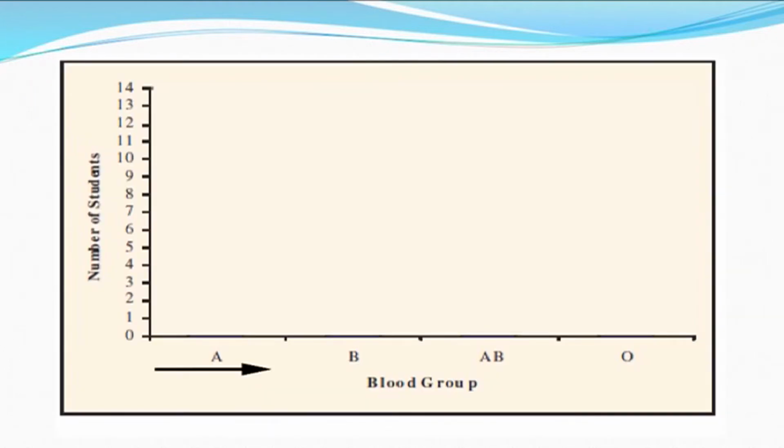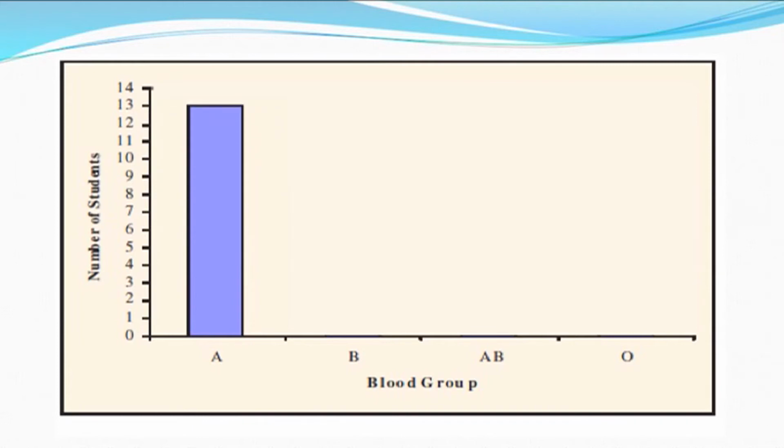On the x-axis we have different blood groups A, B, AB and O. On the vertical axis, say y-axis, we have the number of students. In case of blood group A, we had in the table that there were 13 students. So a rectangle is raised up to the value 13. For blood group B, there were 9 students, so the rectangle is raised up to value 9.